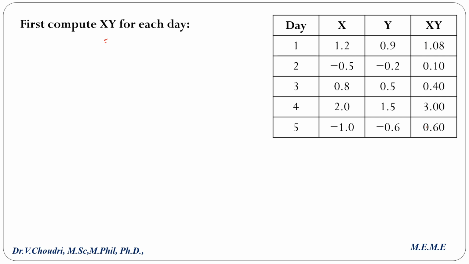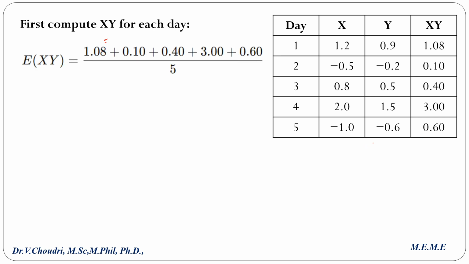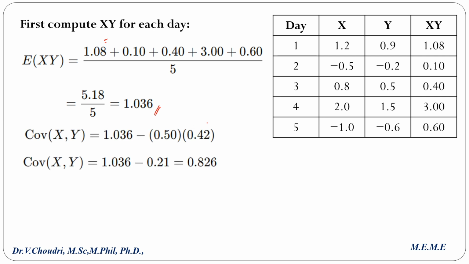This is the data. After finding this multiplication, I found all are positive. So that is a good signal. So what is the expectation of XY? Sum of XY values divided by the number of values, 5. So what is the answer? 1.036. Now we can easily find the covariance of X comma Y.